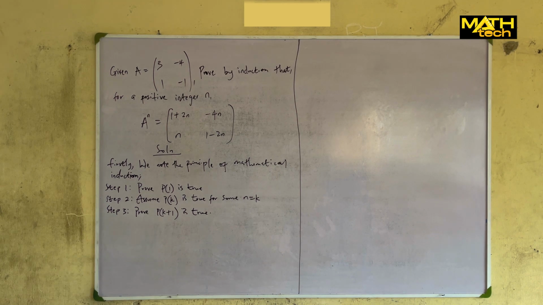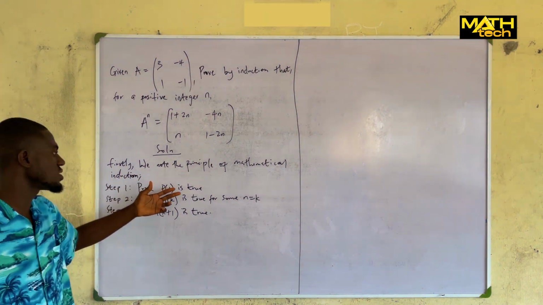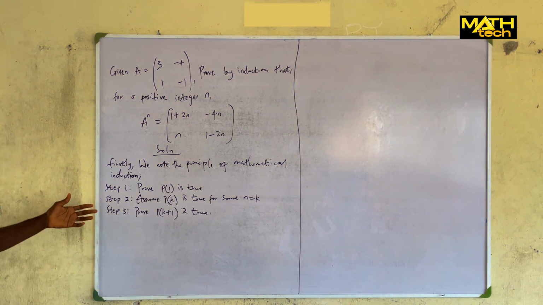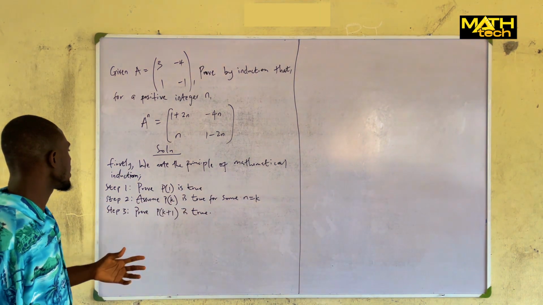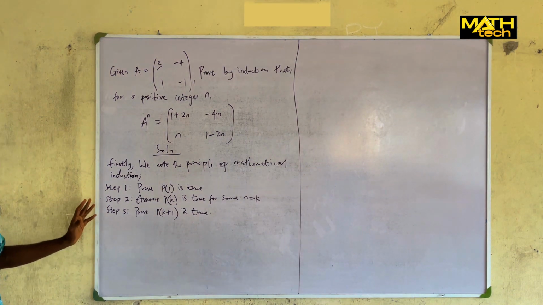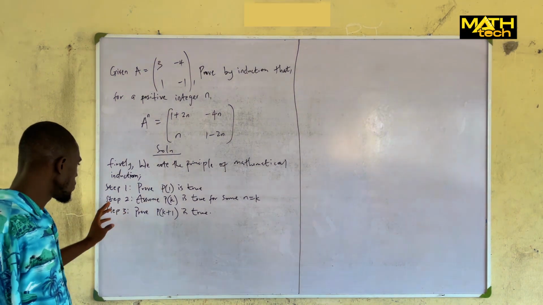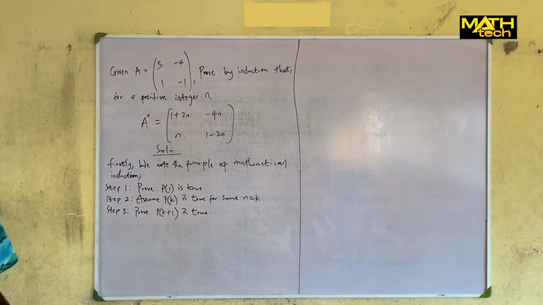This is actually a simple question, and one of the easiest approaches to solving it is, first of all, understanding the principle of mathematical induction. The first step is you must prove that P of 1 is true. The second step, you must assume that P of k is true for some n equal to k. And the third step, we must prove that P of k plus 1 is also true.